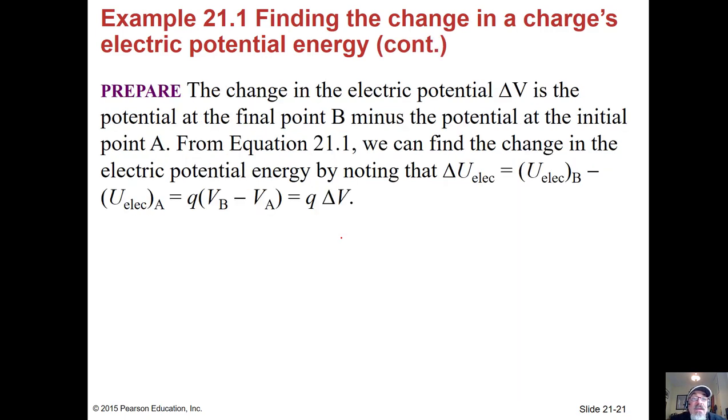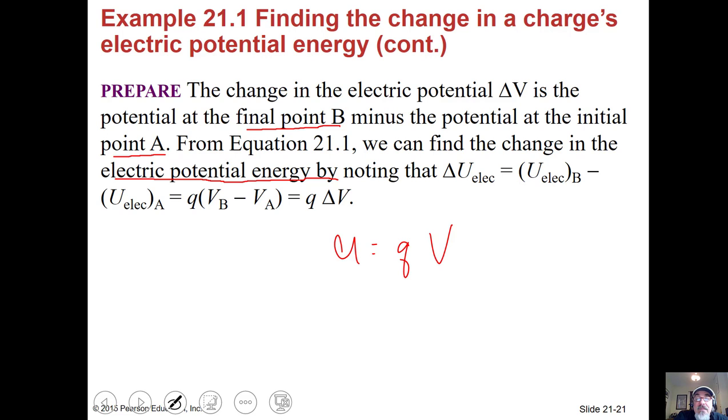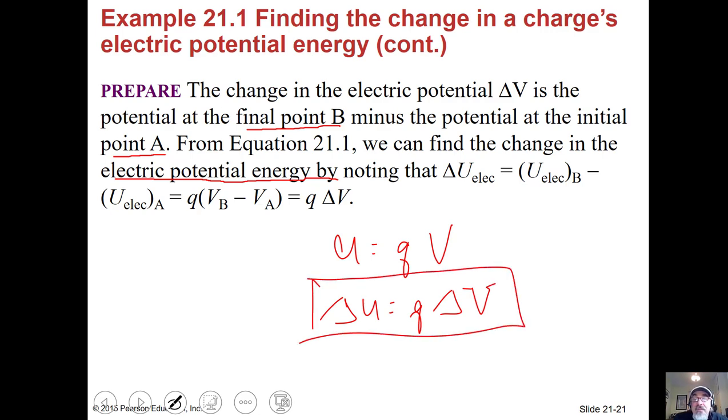Okay, let's take a look at this. The change in electrical potential is the difference. It's the final minus the initial. That's what difference means: final point, which is B, minus the initial point. We can find the change in electrical potential energy by using the formula that we just came up with. It wasn't written as a difference formula before, but you can do it like that. We had U is equal to Q times V. Delta U would be equal to Q times delta V. So that's what we'll use for the second part.